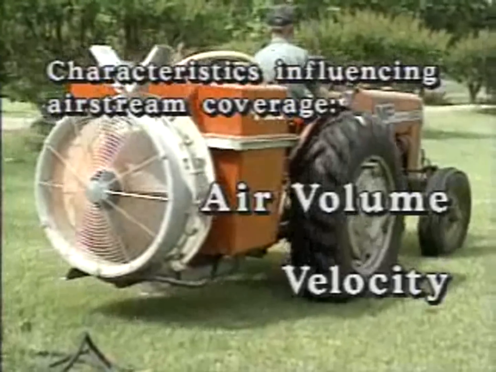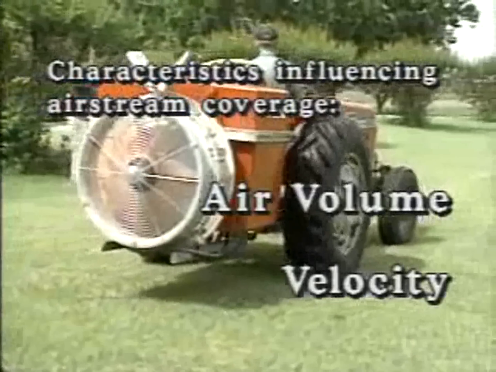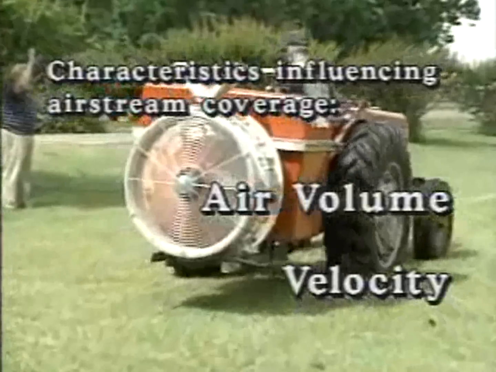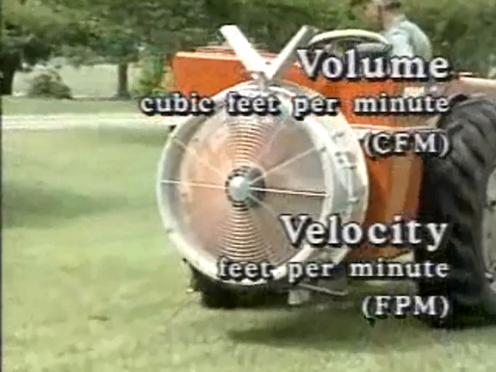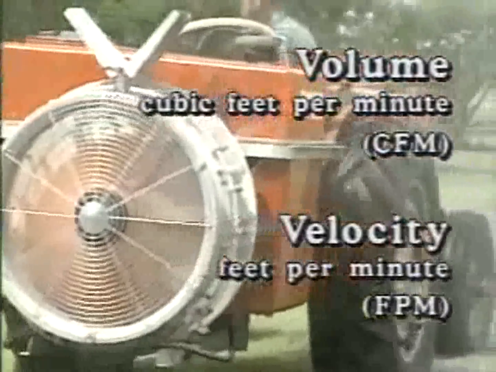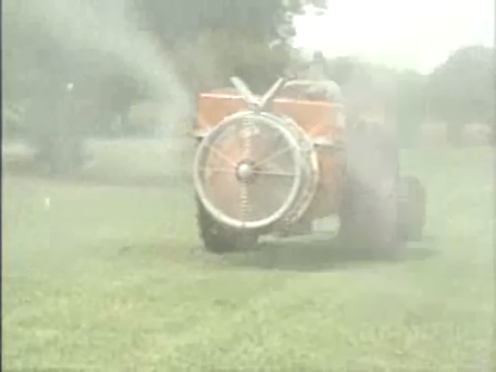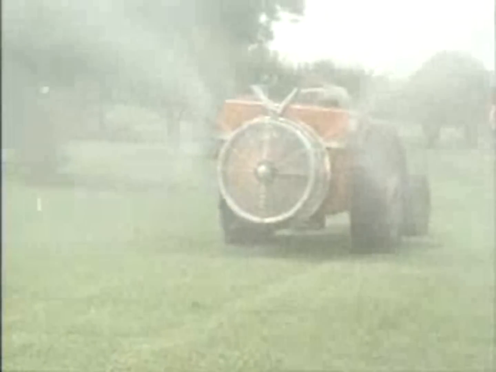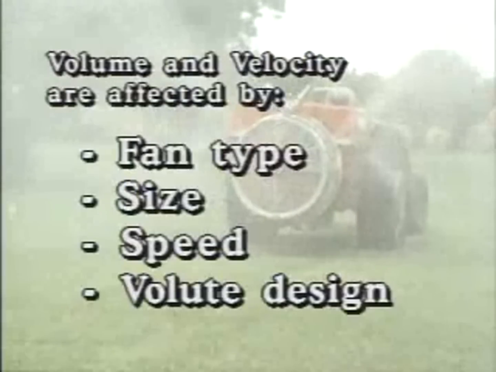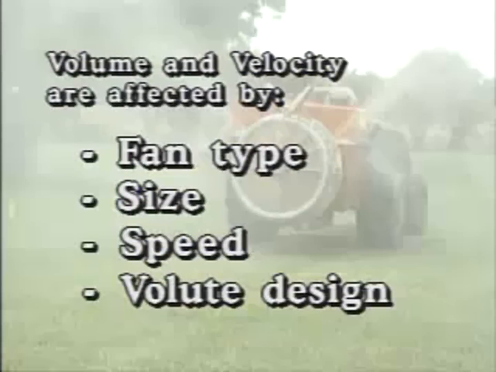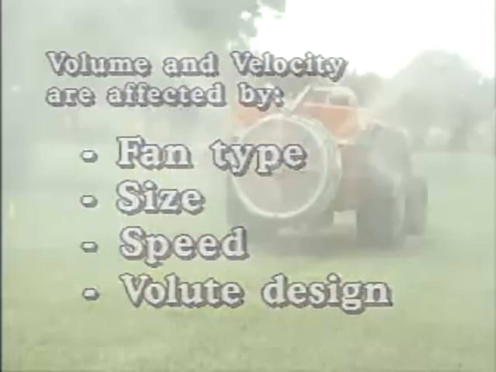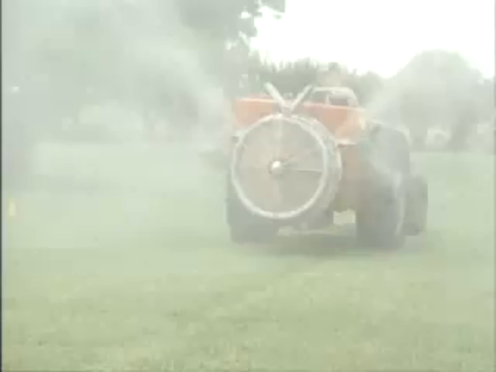Characteristics influencing airstream coverage include air volume and velocity. These are expressed in cubic feet per minute, or CFM, for volume, and feet per minute, or FPM, for velocity. Both volume and velocity are affected by fan type, size, speed, and volute design. All these factors work interactively to affect the performance of the air blast sprayer.